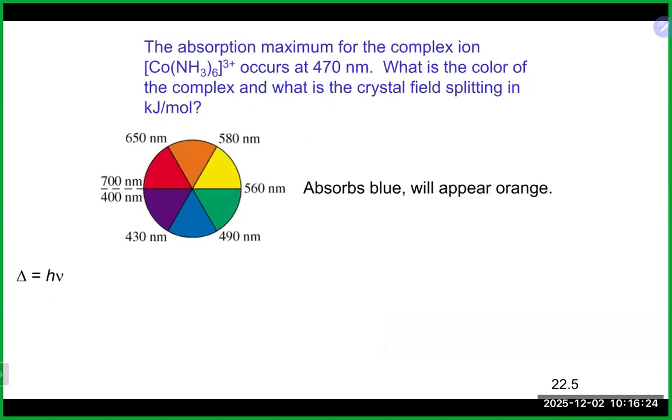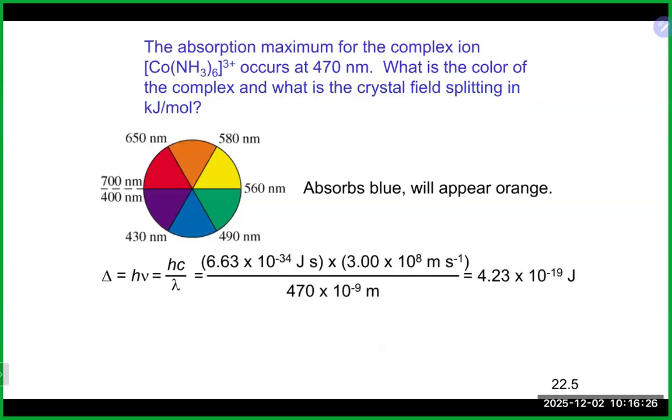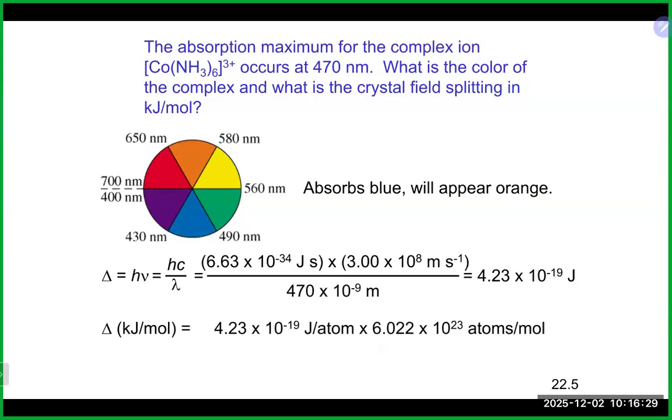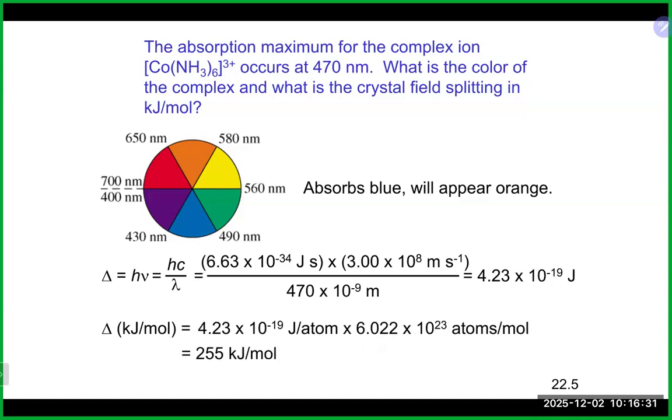So if we take a look at this one here, let's just go through the calculation. If we have the absorption maximum for a complex ion occurs at 470, what color is the complex ion, and what is the crystal field splitting? So one of the things we talked about as we've done experiments is you always want to choose the maximum wavelength of absorbance.